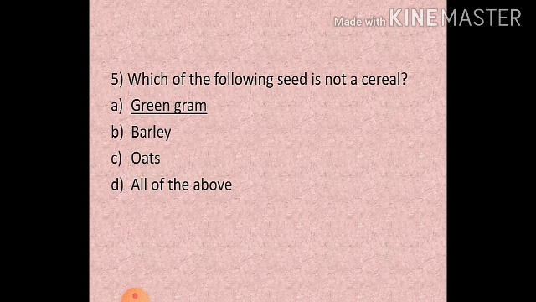Fifth one. Which of the following seeds is not a cereal? A. Green gram, B. Barley, C. Oats, D. All of the above. Our answer is A, green gram.